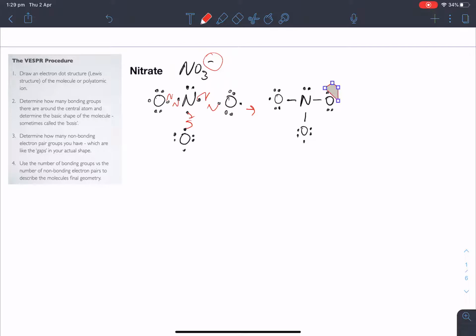This electron and this electron are now going to form a bond. Let's see what we get. There's our double bond. There's now one electron there, two electron pairs there, and these ones have 5 around them.